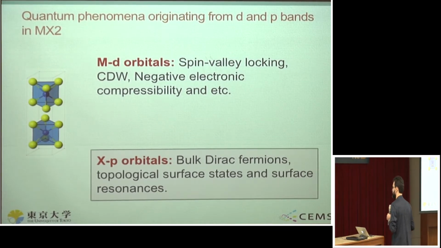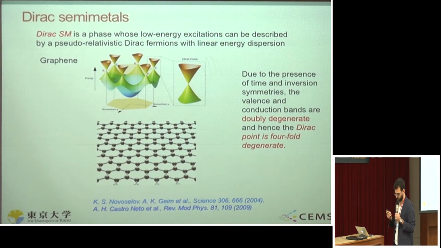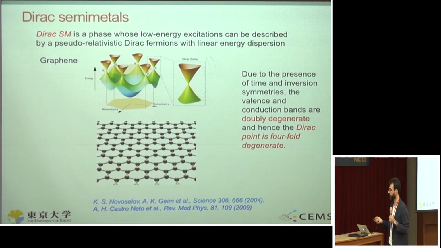For the case of p bands, what we have found is that you can have symmetry-protected Dirac cones and also topological surface states. So when we talk about Dirac semimetals, when we have this kind of Dirac phase, you all know that graphene is the most famous Dirac semimetal, where we have these Dirac cones at the corner of the Brillouin zone, and they are protected and fourfold degenerate due to the inclusion of inversion and time reversal symmetry.